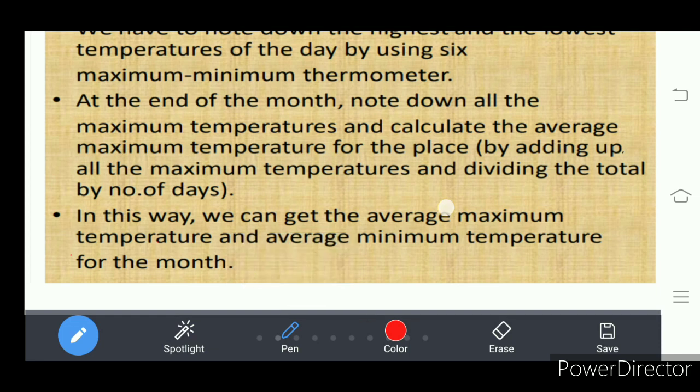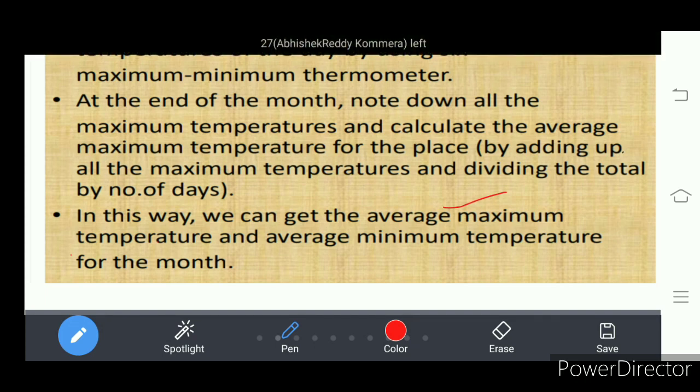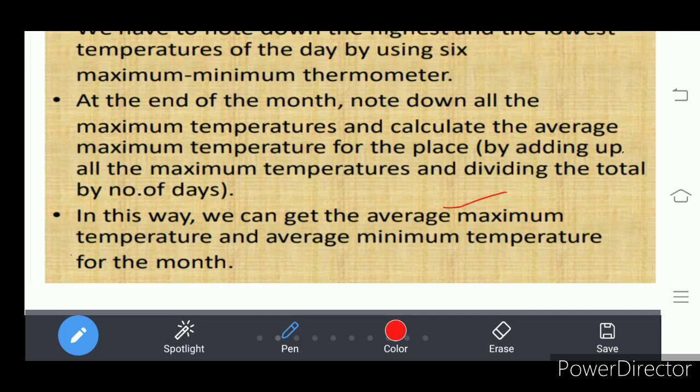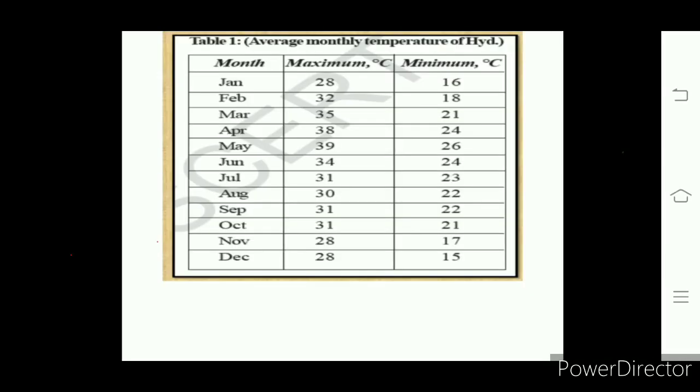What will we get? Average maximum temperature. And on another side, all the minimum temperatures for the 15 days we have to total, and that should be divided by 15 days. You will get the average minimum temperature for that month. So this is a way of recording high and low temperatures and finding the average maximum and minimum temperatures of that place in a month.